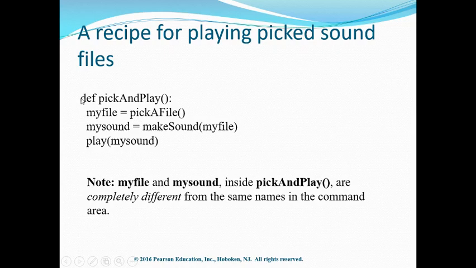This is for sound. So we define a function called pickAndPlay. Again, notice the camel casing. We set a variable called myFile, and we equal that to pickAFile. Then we create a variable called mySound, and we equal that to the function makeSound, and we pass it myFile, and then we play it. So myFile and mySound inside pickAndPlay are completely different from the same names in the command area.